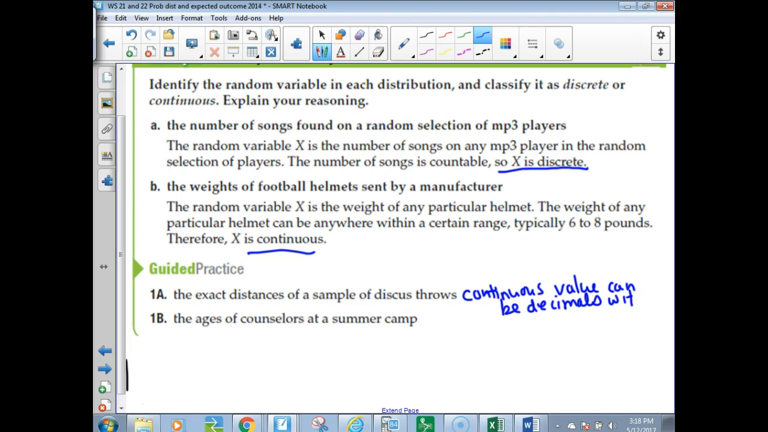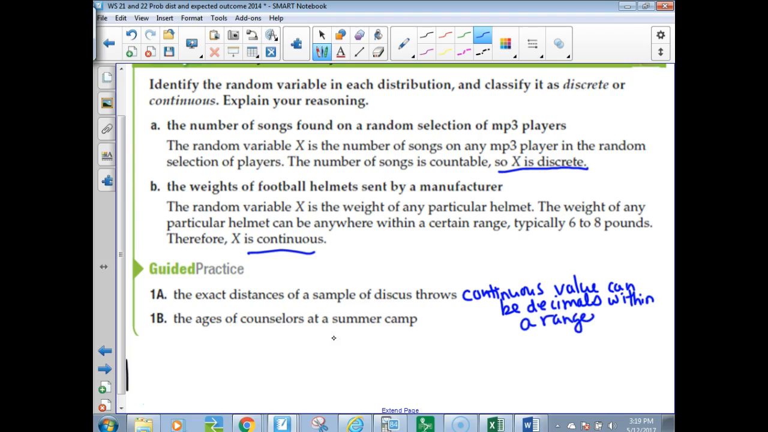Now, typically somebody's going to throw it. There's only so far somebody can throw a discus, right? You can't have an infinite bound. It's something, whoever's done the longest one versus the shortest. Somebody dropped it or something. Anyway, decimals within a range.